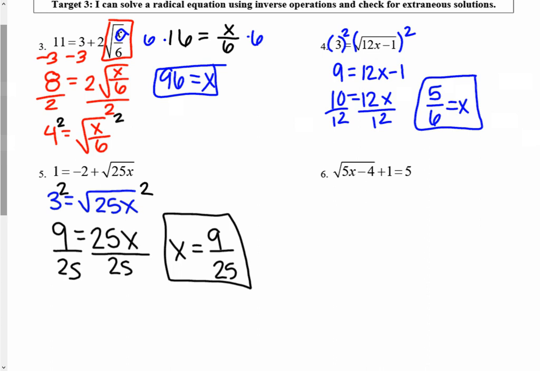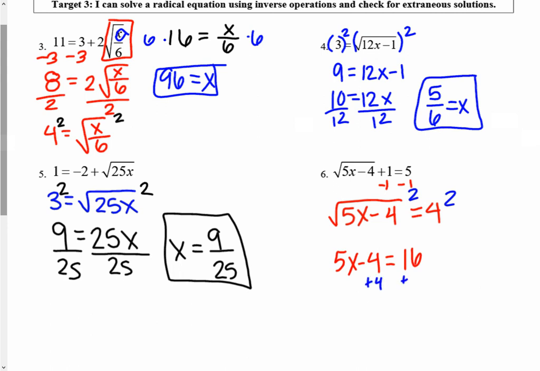So number 6, start off by subtracting 1 so that square root can be by itself on this side. So 5x minus 4 equals 4. Square both sides to get rid of that square root. And I have 5x minus 4 equals 4 squared is 16. We'll add 4 to both sides. So 5x equals 20. And then divide both sides by 5. So x equals 4. Again, plug that into your equation.